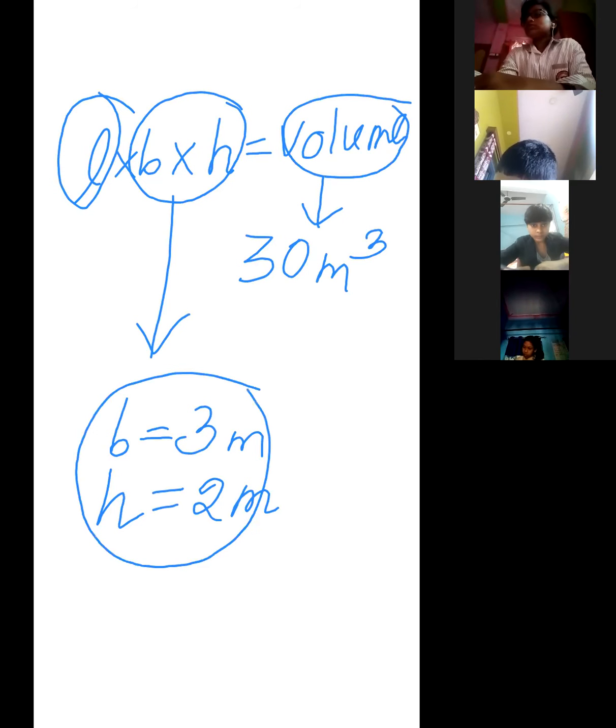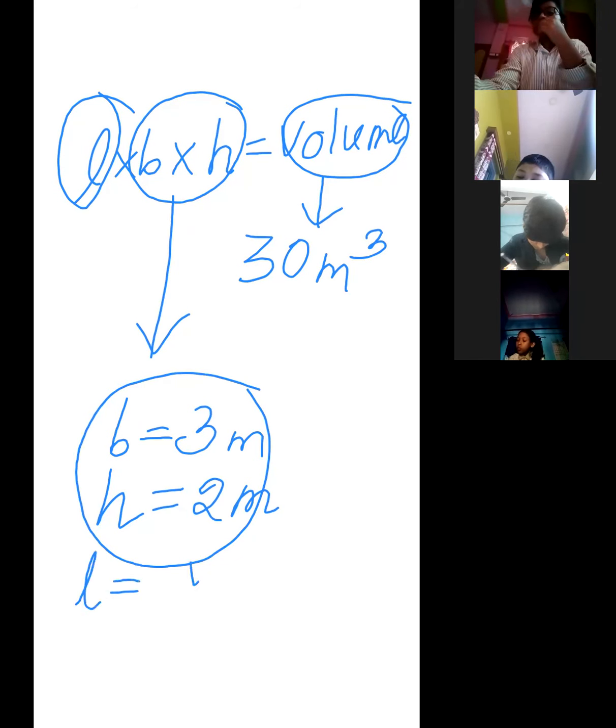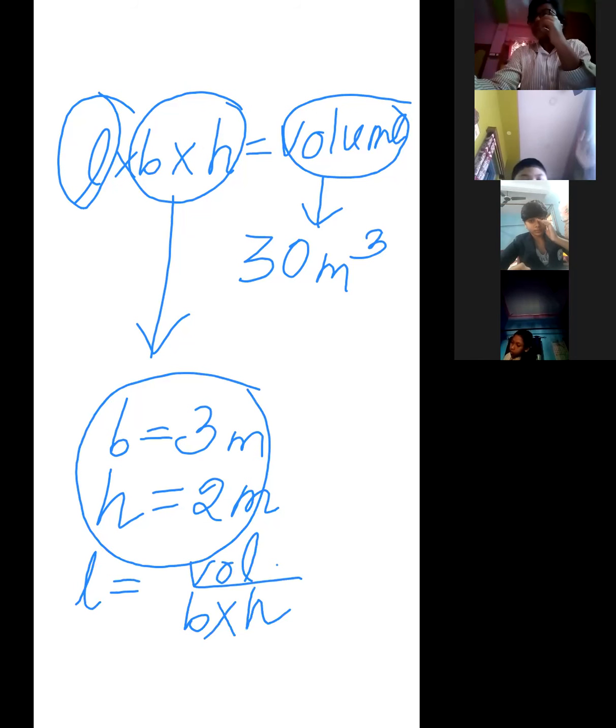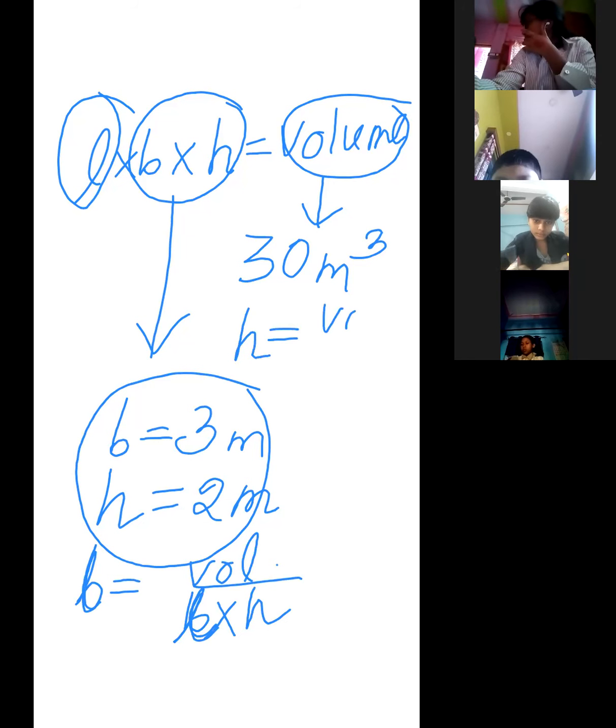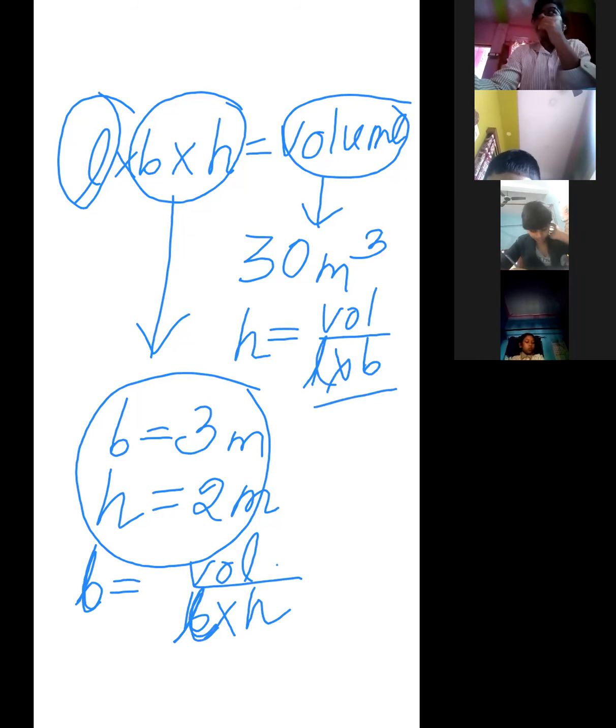Volume divided by L multiplied by breadth multiplied by height. When we are going to find breadth, it will be volume by L multiplied by H. When we are finding height, it will be volume by length into breadth. So this one is clear to everyone.